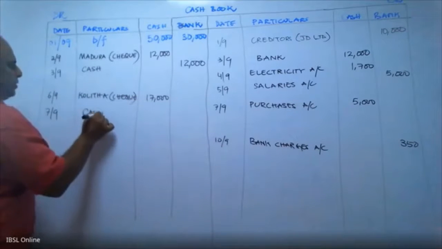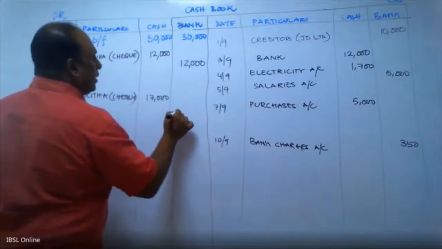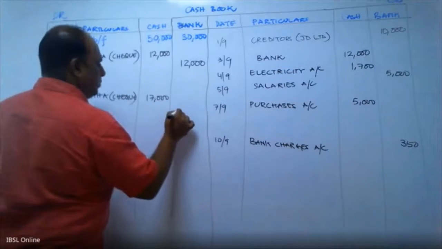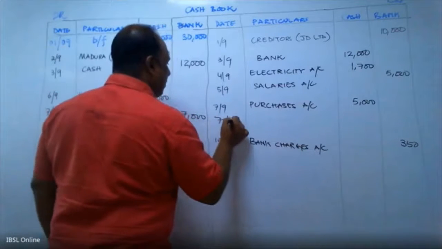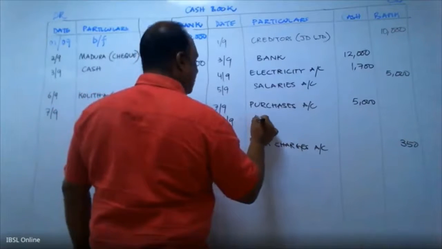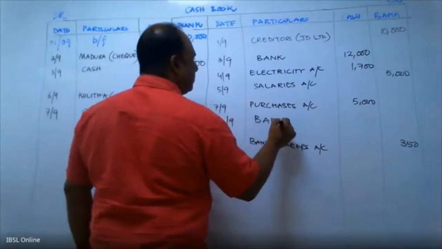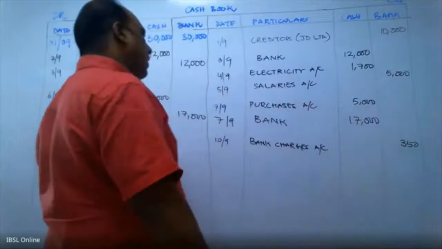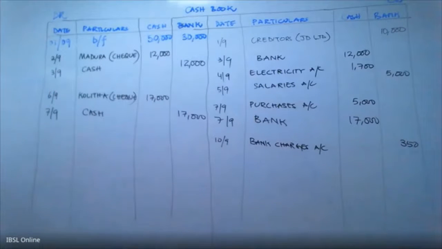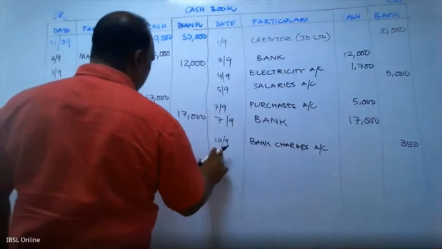So cash 17,000, sorry, here 17,000 to the bank column. And on 7th September, from the cash, 17,000 will go out. Very good. So that is how you have to do it. That's why I kept a space here and wrote this 10th September.